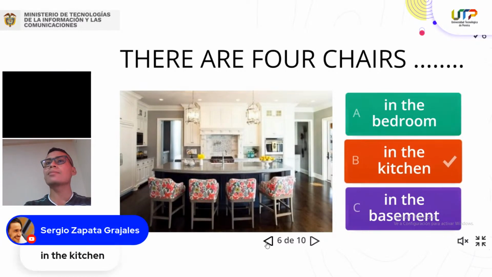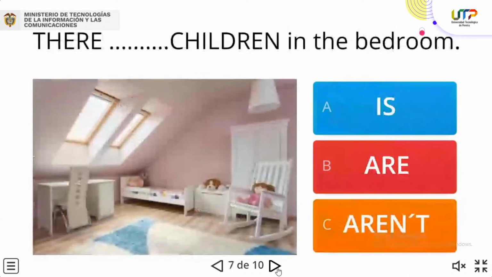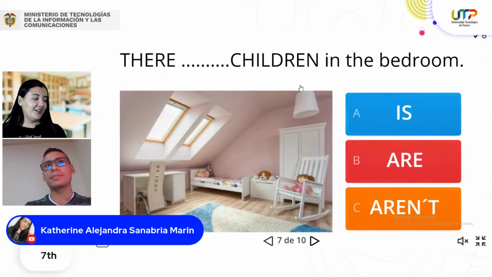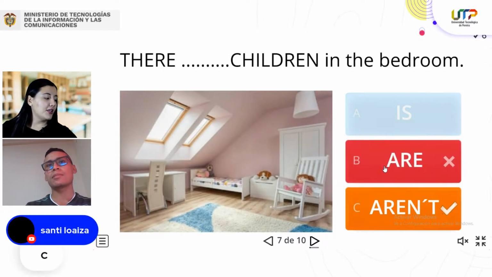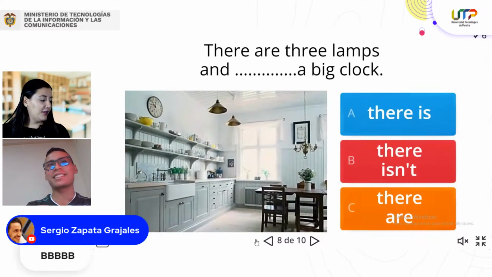Let's continue with number 7. And let's read it together. All right. There are, oh, I just gave you the answer. Well, consider this one my help to you, okay? So this is, there are, because we're talking about children. Well, I already saw that Luz Marina answered B. I'm so sorry, guys, I just forgot. There are, oh my gosh. Oh, well, but there aren't. Yes, I'm really confused.